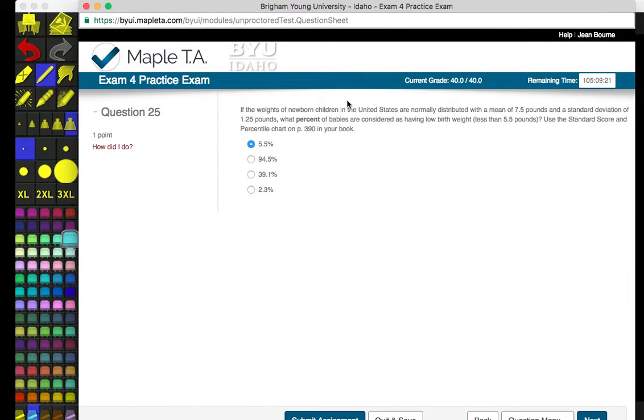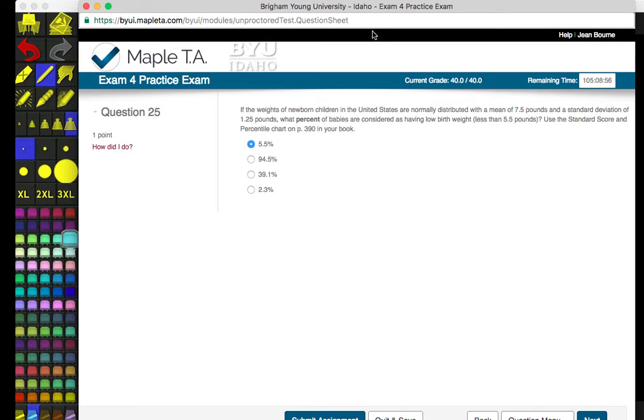All right, if the weights of newborn children in the United States are normally distributed with a mean of 7.5 pounds and a standard deviation of 1.25 pounds, what percent of babies are considered as having low birth weight, less than 5.5 pounds? Use a standard score and percentile on page 390 in your book. That is going to be our z-score chart that is on our formula sheet.